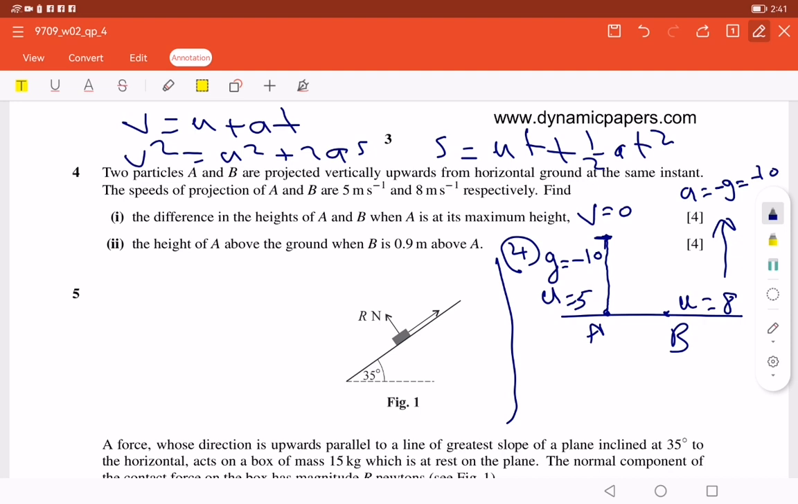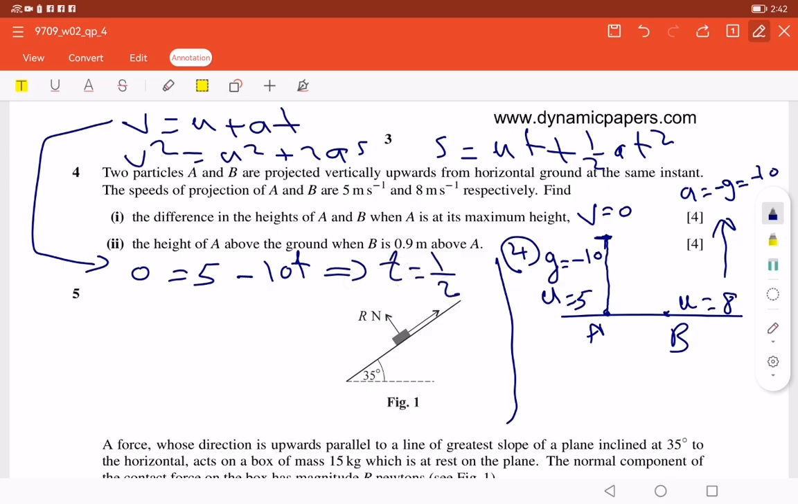But now we need to find what? We need to find the time, the required time for particle A to reach its maximum height. So here we can use this equation: v equals 0, so 0 equals 5, and the acceleration here is -10, g in negative, so 0 equals 5 minus 10t. By solving this equation, t equals half a second. This means that particle A reached its maximum height after half a second.